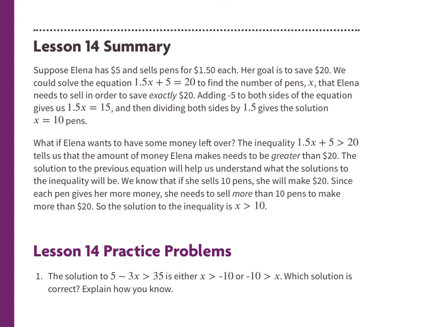What if Elena wants to have some money left over? The inequality 1.5x plus 5 is greater than 20 tells us the amount of money Elena makes needs to be greater than 20. The solution to the previous equation will help us understand what the solutions to the inequality will be. We know that if she sells 10 pens, she will make $20. Since each pen gives her more money, she needs to sell more than 10 pens to make more than $20. So x is greater than 10.